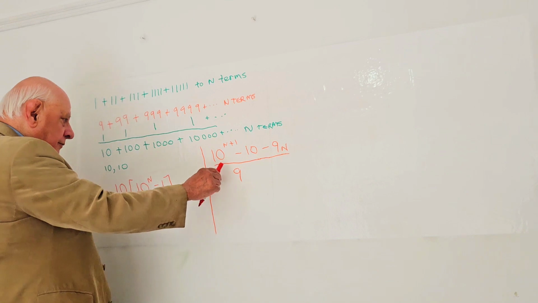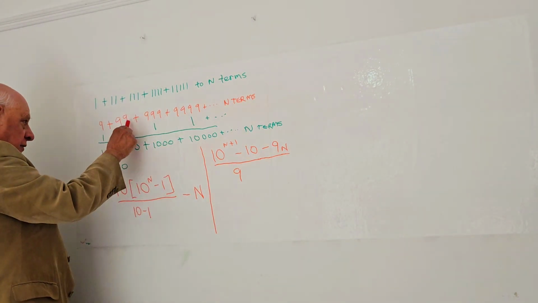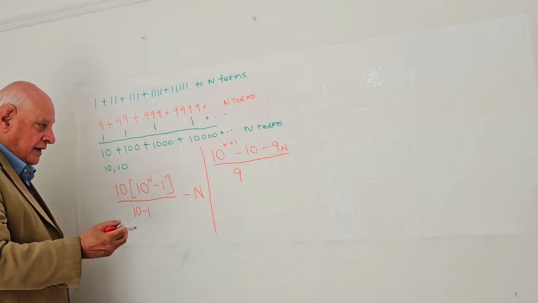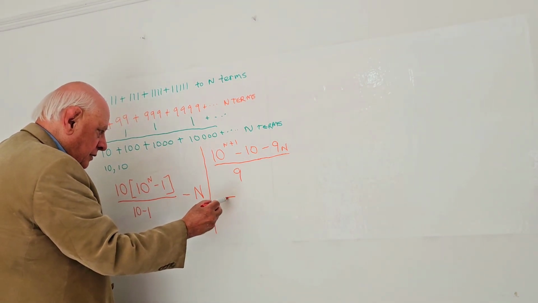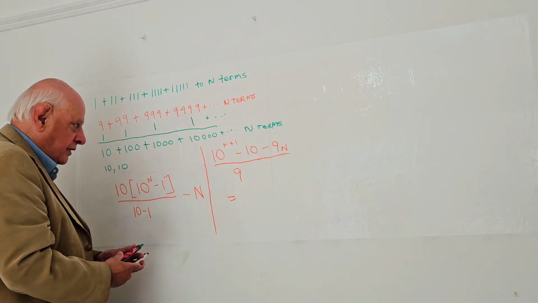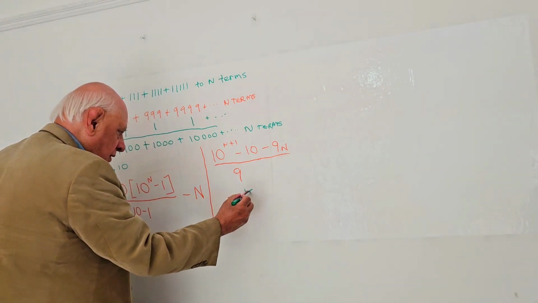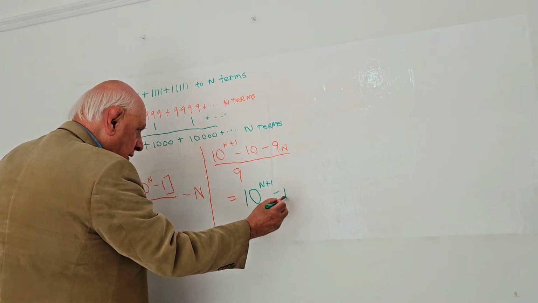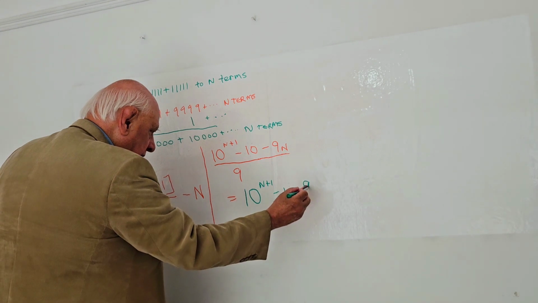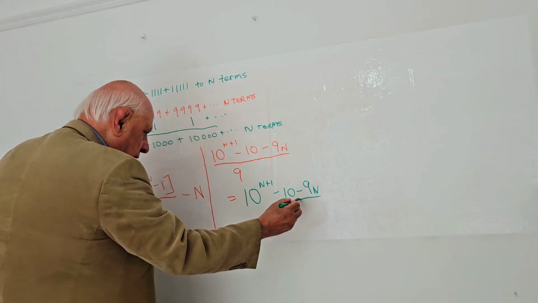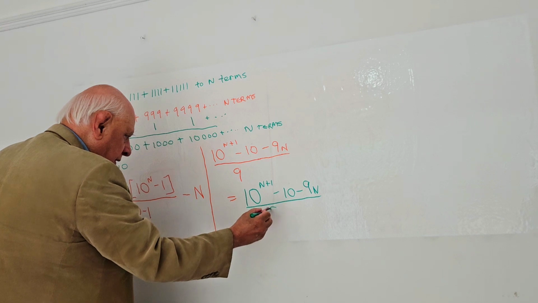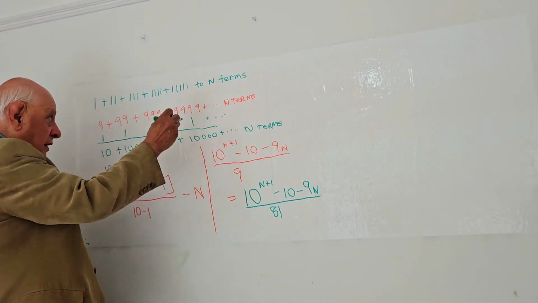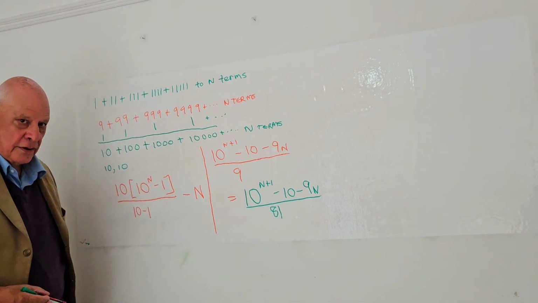Right, now that is the sum of the series with all the 9s in it. The one with all the 1s in it will obviously be 1/9 of that. So our final answer will be, in a different colour, 10 to the n plus 1 minus 10 minus 9n, and the entire thing divided by 81. And that is the answer to the top. See how easy it is?